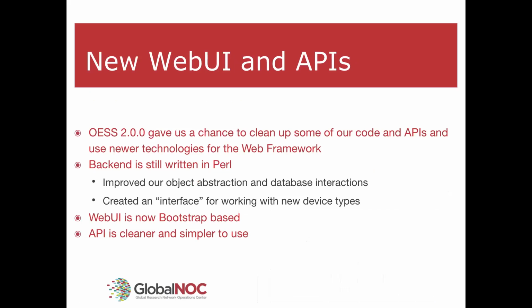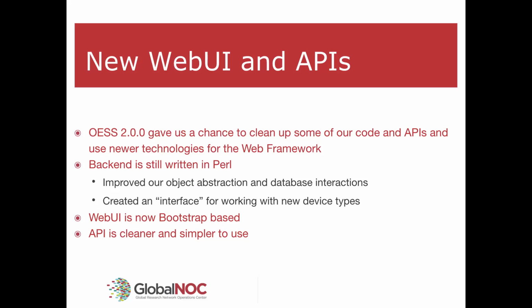So the new web UI and APIs, basically the 2.0 version gave us a chance to clean up a lot of our code and APIs and use some newer web frameworks. So for example, we were using YUI, Yahoo user interface. And that I think went deprecated in 2014 or 2015. And we had been maintaining it because obviously we needed to for OESS. So this was a good chance to do that. So the new web UI uses Bootstrap.